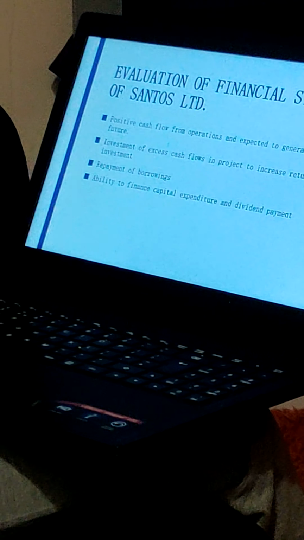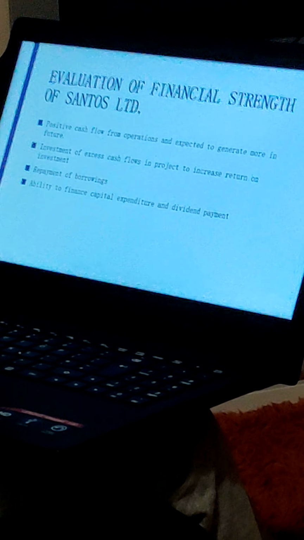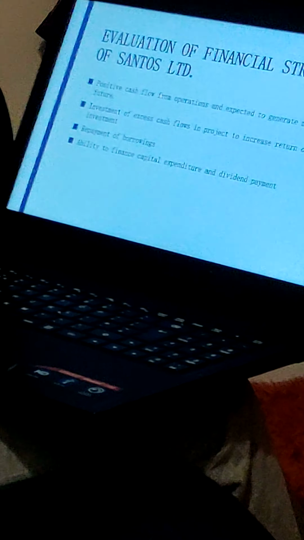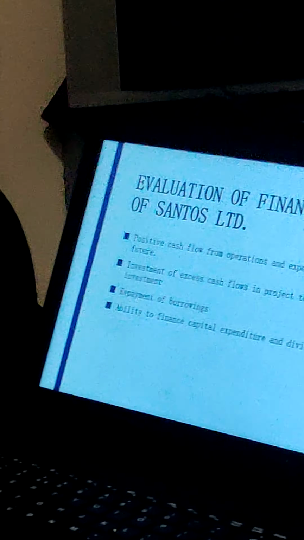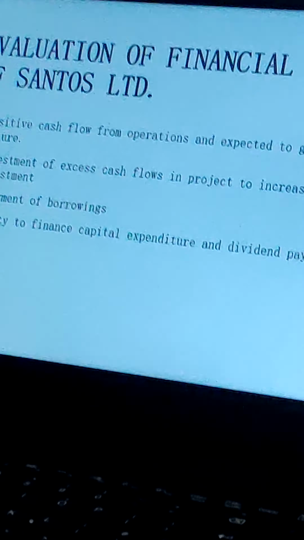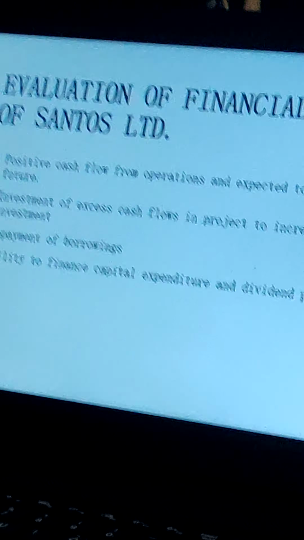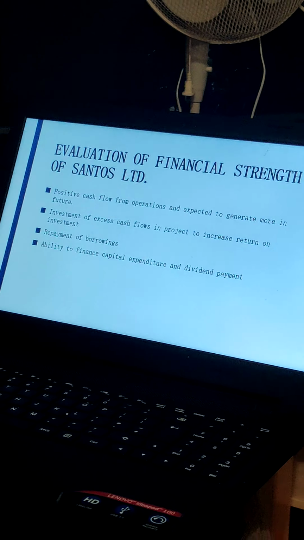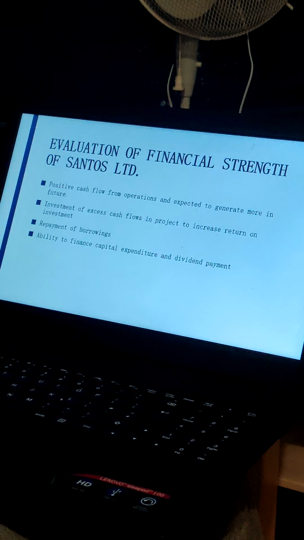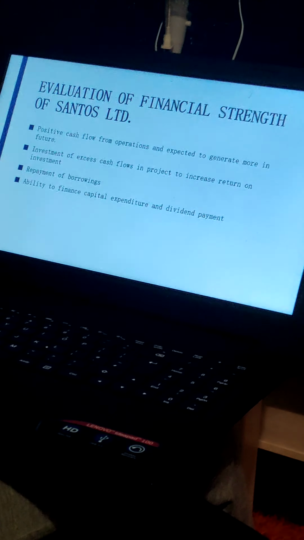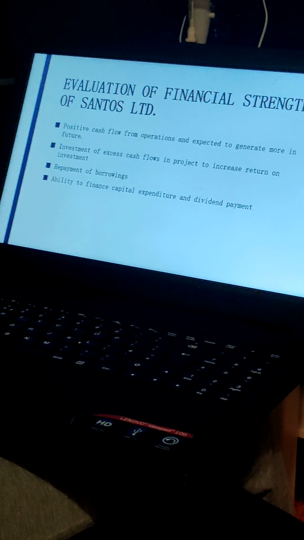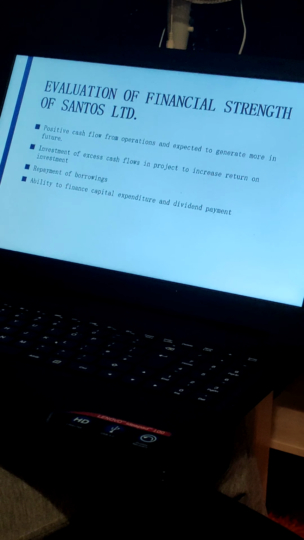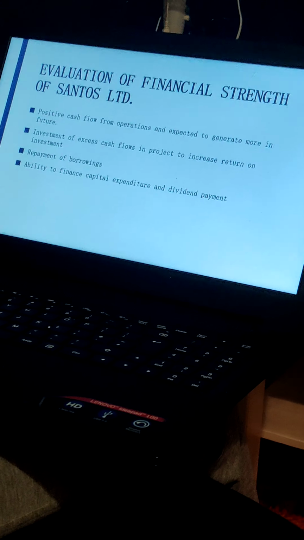Now let's go to the second company, that is Santos Limited. Let's go to the evaluation of financial strength for Santos Limited. There is positive cash flow from operations and it is expected to generate more in future. They have invested excess cash flows in projects to increase return on investment. They have repaid borrowings, and their ability to finance capital expenditure and dividend payments was high.